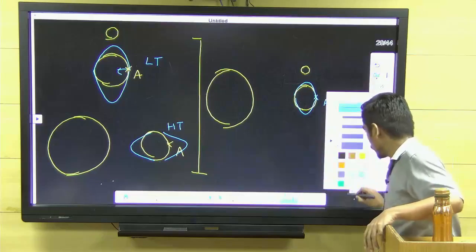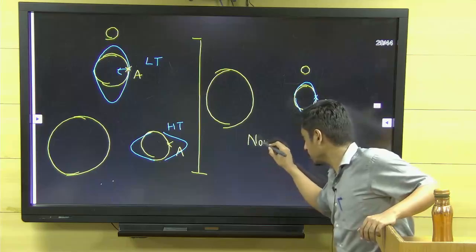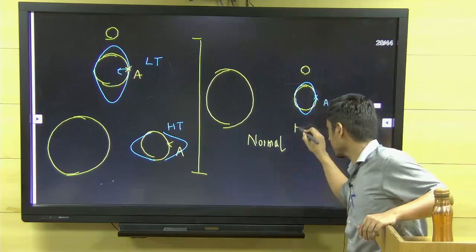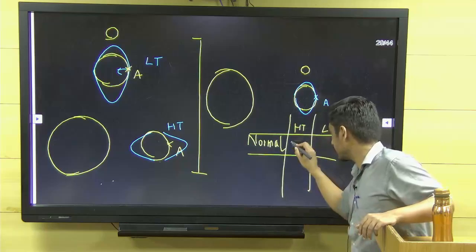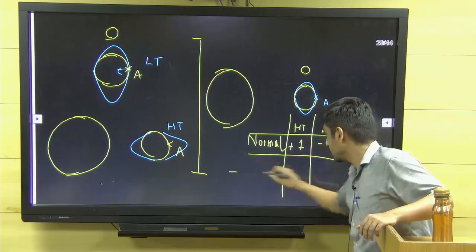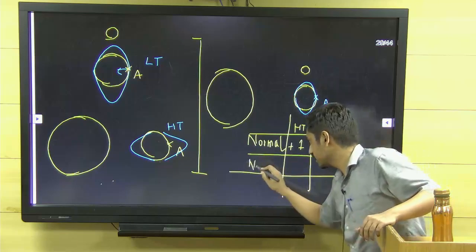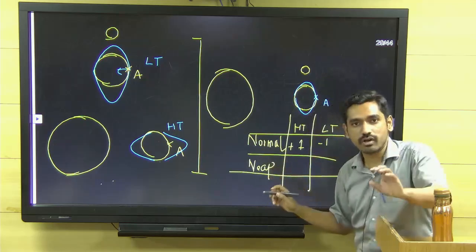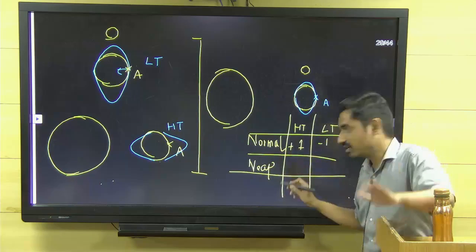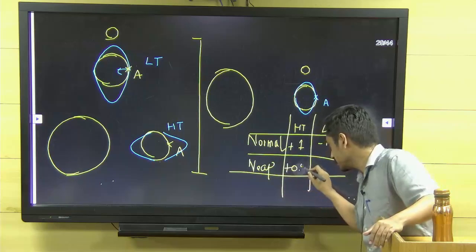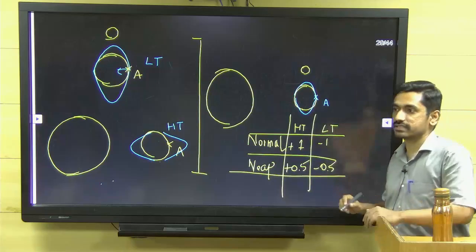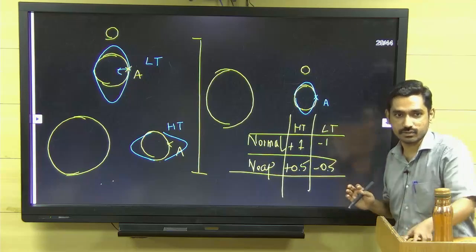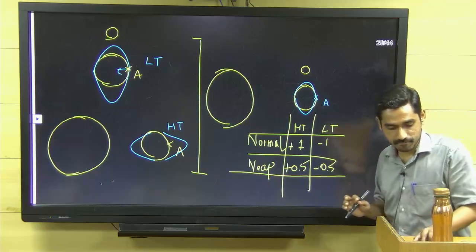So I'll give you the values for reference again. If in normal condition, high tide and low tide are plus and -1, during neap tide condition, it will simply become smaller. That is, high tide itself will be plus 0.5 only. Sun takes half. Low tide will be only -0.5, which means tidal range will decrease. That's all. Just the reverse.